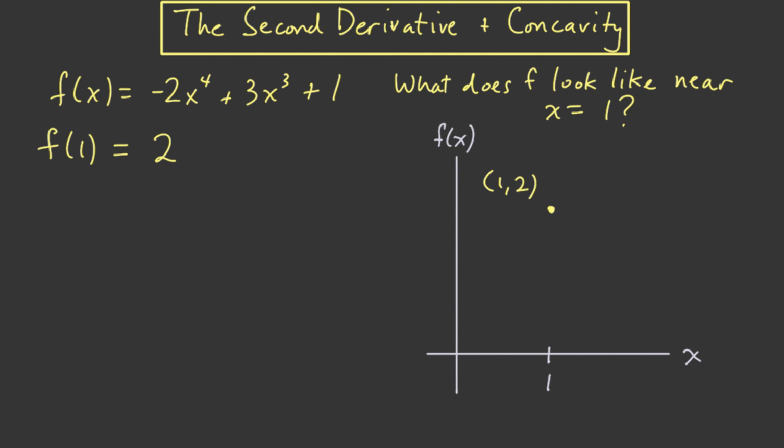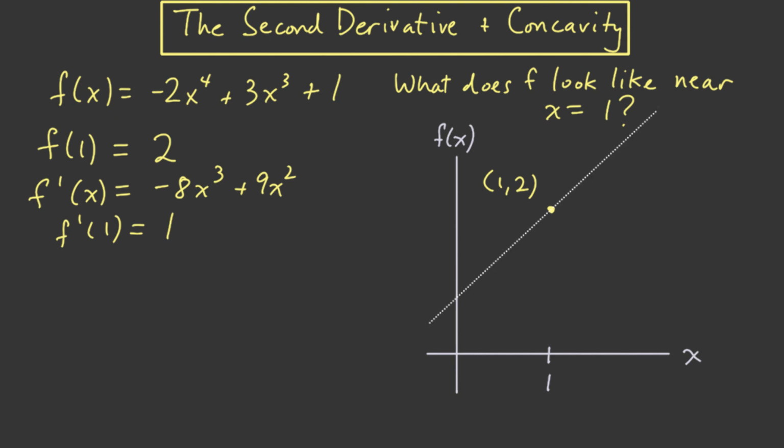What else could we do? Well, we can take a derivative. Those are always good. So f prime of x is going to be minus 8x cubed plus 9x squared plus 0. So f prime of 1 equals 1. So that tells us that the tangent line at this point that we've drawn has slope 1. So let's draw that in right here. All right, well, not bad.